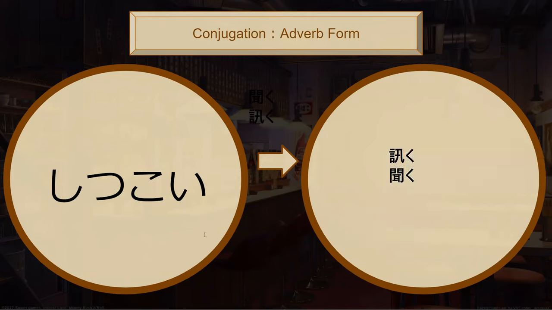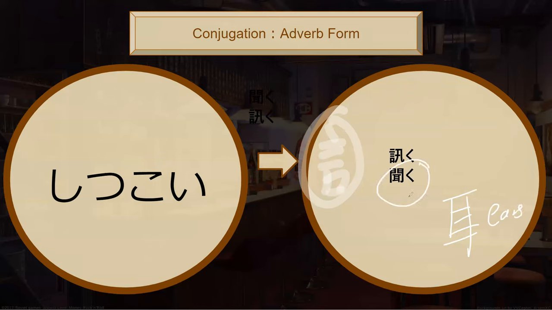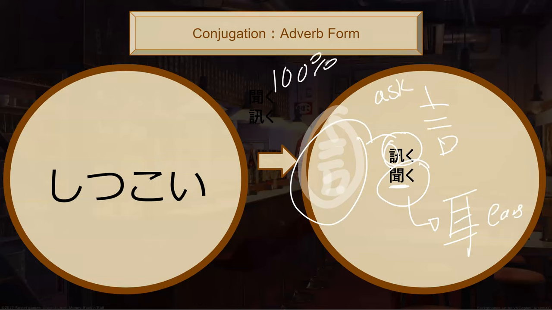If you look at the kanji, one of these has iu in it. Iu means to use words. The other one has mimi. Mimi is ears. The one with the ears tends to insinuate listening, something you use your ears for. Kiku, with the voice kanji iu in it, tends to insinuate talking, as iu means to talk, so it probably means to ask. This is not going to be 100% of the time, though.